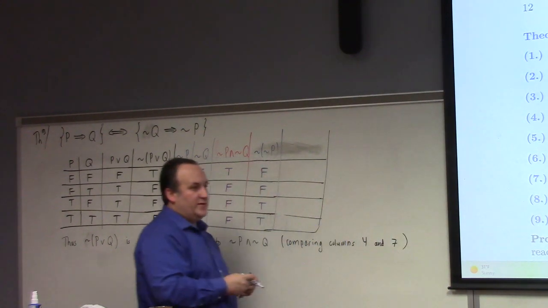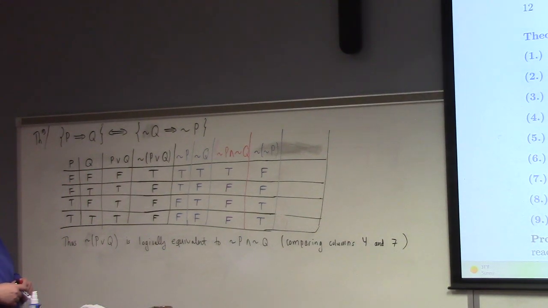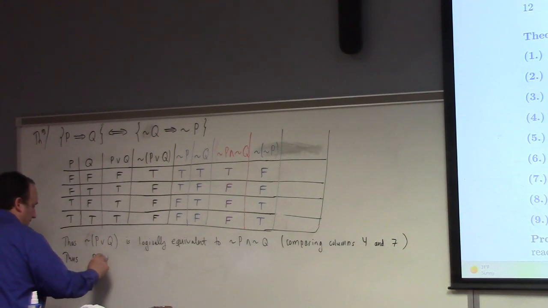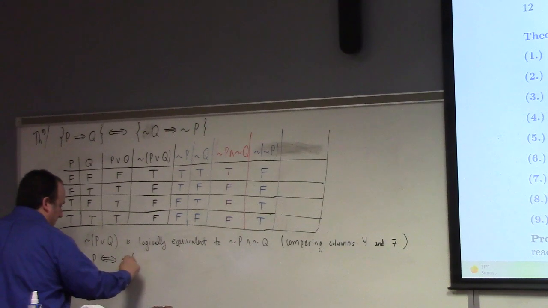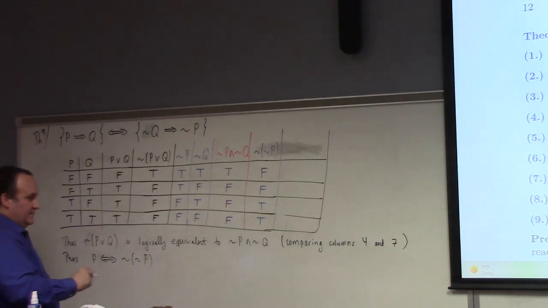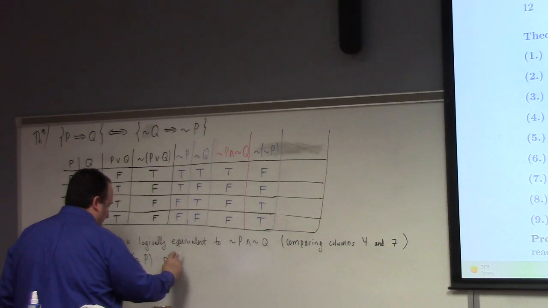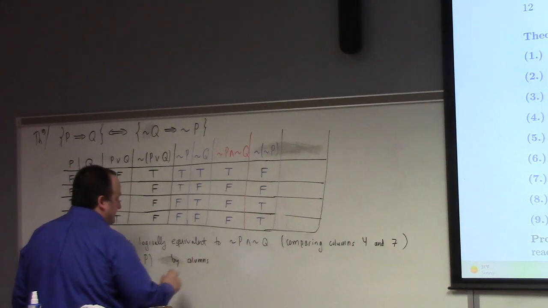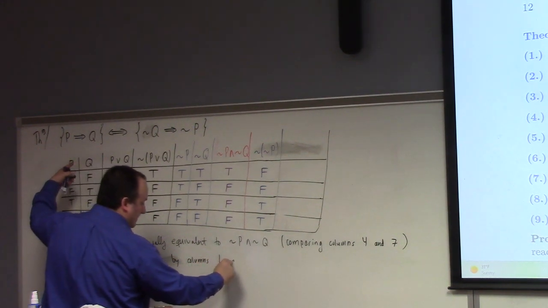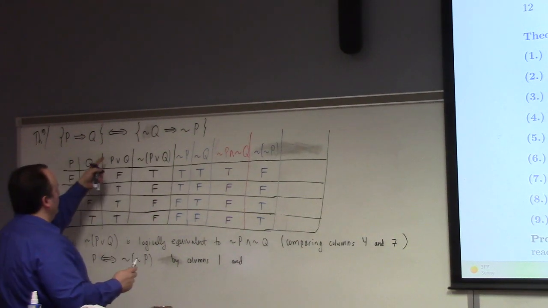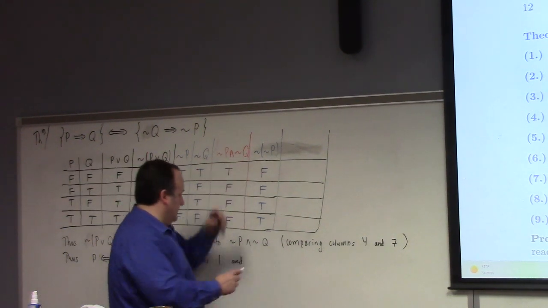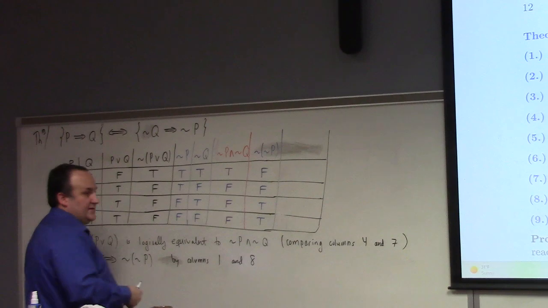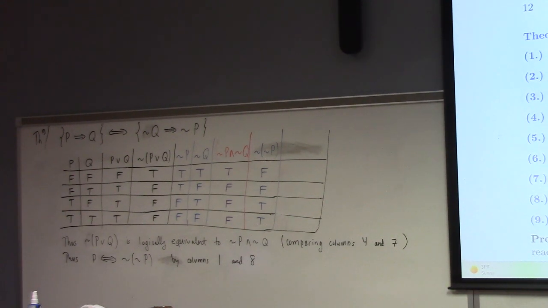So if we're trying to do more than one thing at a time, it's probably good to label things and refer to labels, right? This, P if and only if what? Not P, right? Comparing by columns, what? 1? And I got 1, 2, 3, 4, 5, 6, 7, 8, right? Those are the same in every case. That's a tautology.